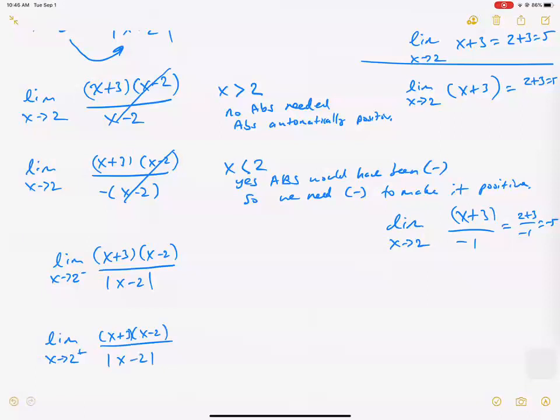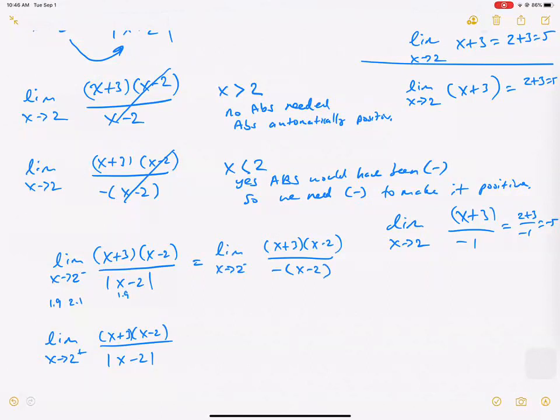So I want you guys to think of a number on the left side of 2. Is it going to be 1.9 or 2.1? I'm hearing 1.9. Thank you. So if I plug in 1.9 here, would it be a positive or negative number? 1.9 minus 2 would be negative. That means I need a negative. So we're going to rewrite this as (x plus 3)(x minus 2), and since it's negative, for sure, we're going to put a negative in front. But no absolute values.